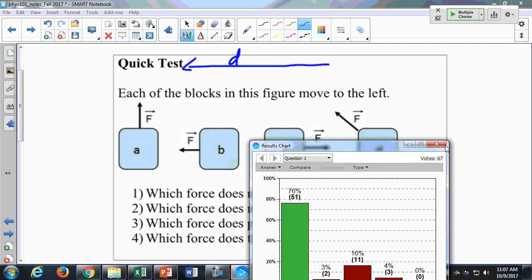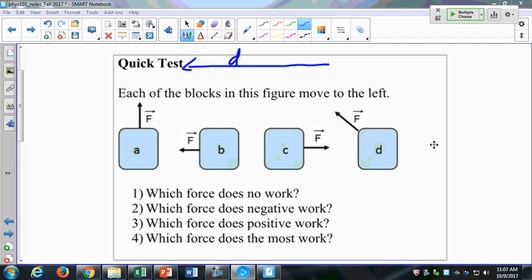Okay, good. A is right. The force on block A does no work because F is in this direction, D is in this direction, and so the angle between those is equal to 90 degrees. My D is in this direction. Theta equals 90 degrees, and the cosine of 90 is equal to 0. Which force does negative work?